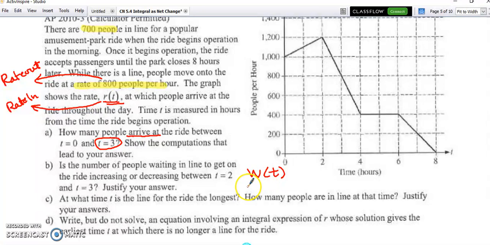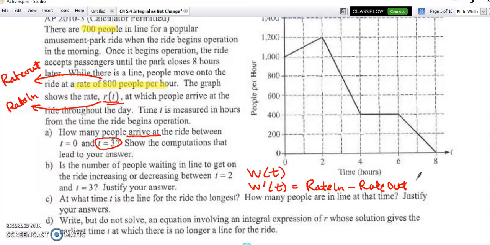And then you can think about that W of t, the number of people on the ride, is going to increase when its derivative W prime of t is positive, or decrease when its derivative W prime of t is negative. And remember, your net rate in idea is going to be a combination of the rate in minus the rate out.